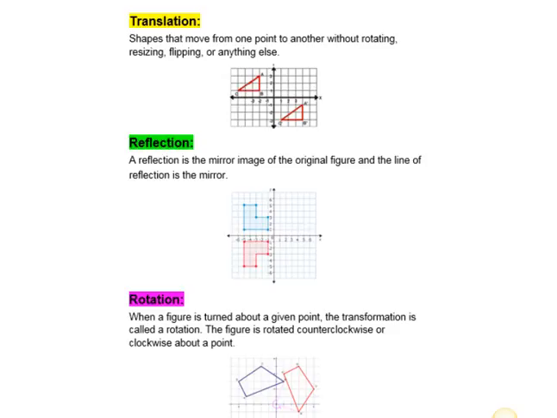Reflection. A reflection is the mirror image of the original figure, and the line of reflection is the mirror. Looking at our example, we see it's basically a mirror image of it. So if you were looking in the mirror for this shape, this is how it would look. And last, rotation. When a figure is turned about a given point, the transformation is called a rotation. The figure is rotated counterclockwise or clockwise about a point.